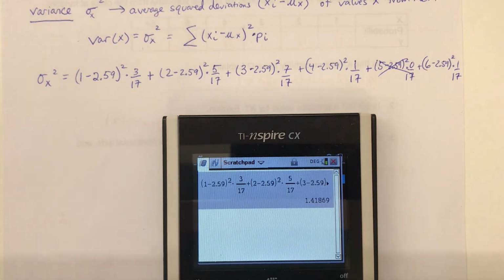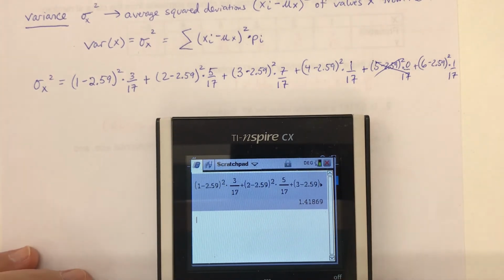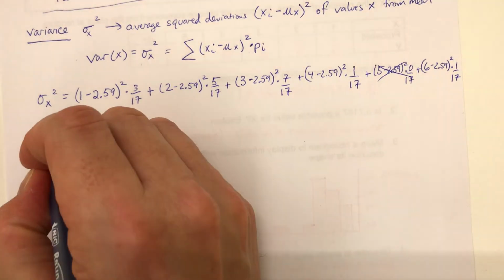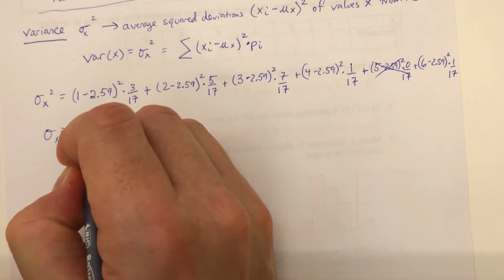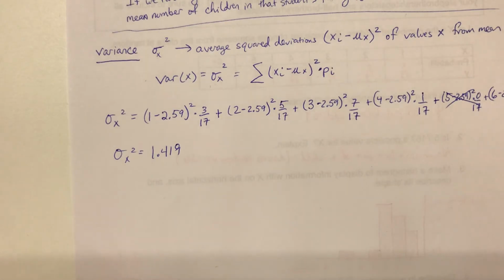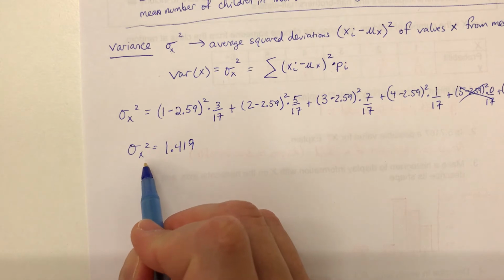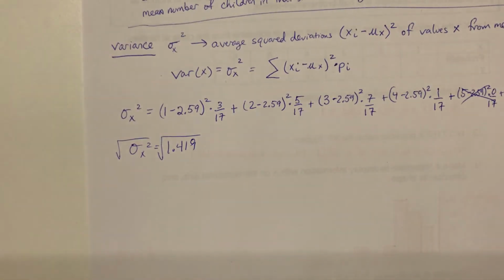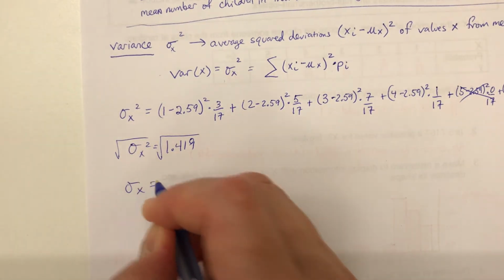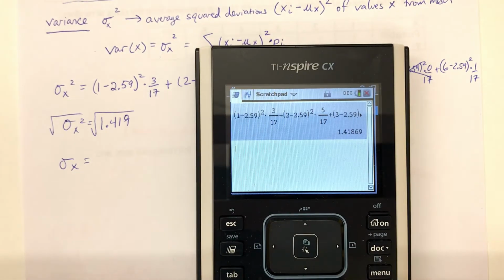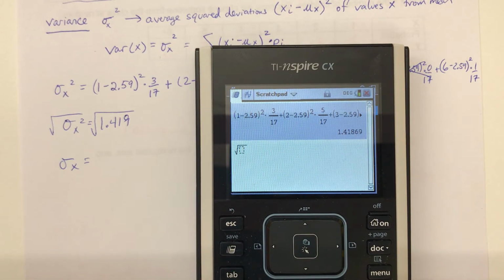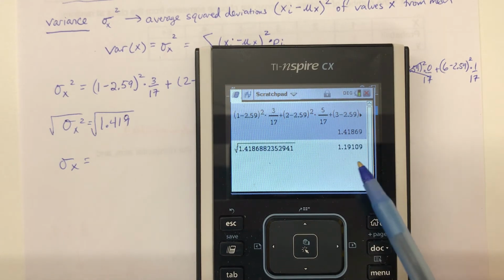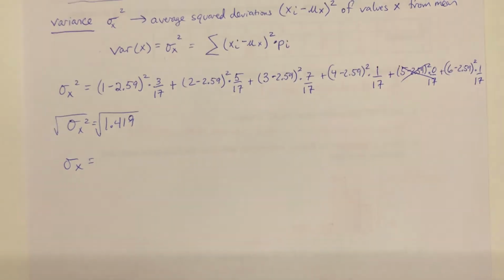All right, enter. And what we get is 1.419. Now that is the variance, and that's the same thing as the standard deviation squared. To take the standard deviation, we just take the square root of both sides. And so if we take that, okay, and I can type my previous answer in there, and we get 1.191.